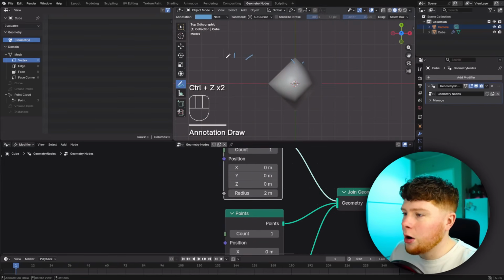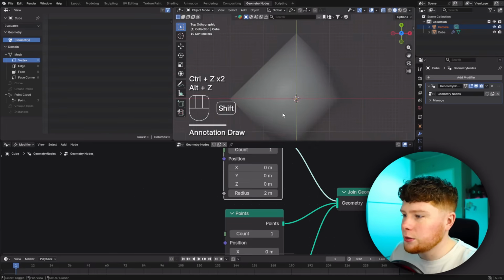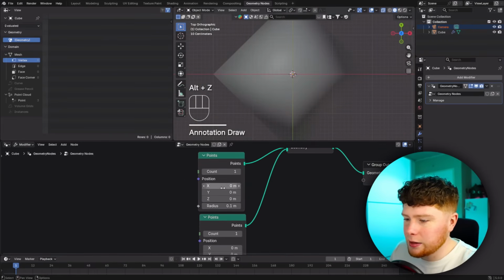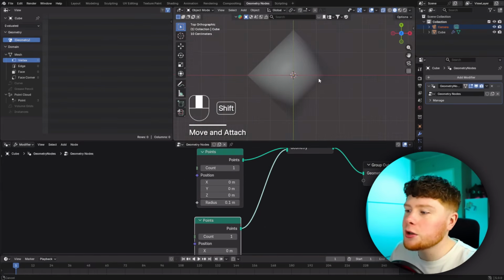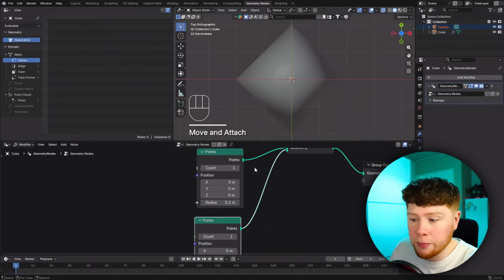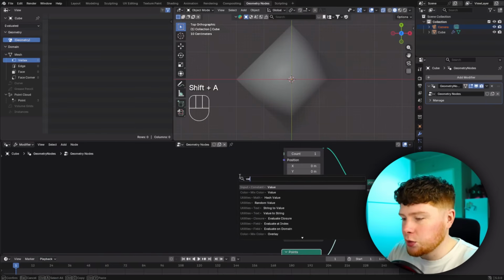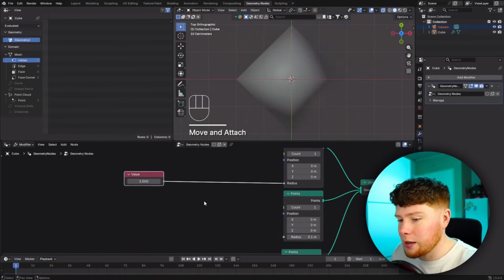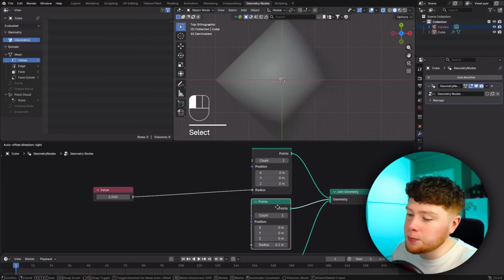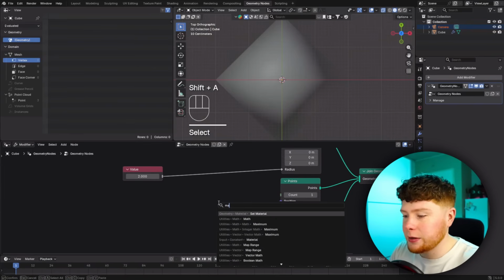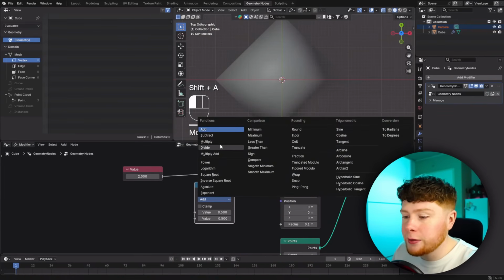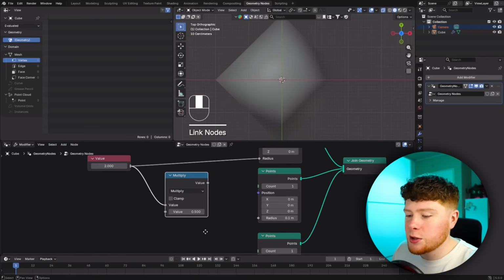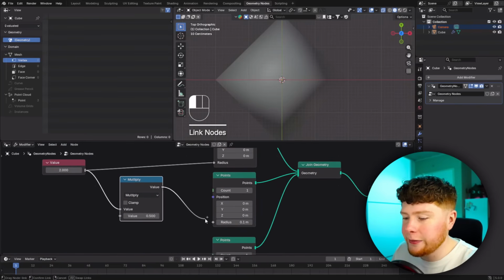And then for the other 2 points, what we want to do is make it so that the radius of these points is also dependent on the radius of the bigger point. So let's make it procedural by adding in a value node, which we set to 2, and let's connect it like this. And we want the radius of this point to be half of the radius of the bigger point. So let's do a math node, which we set on multiply. And let's multiply this by 0.5 and connect it like so.